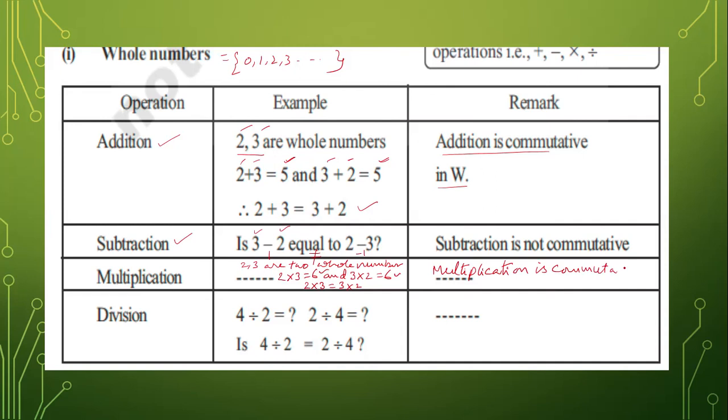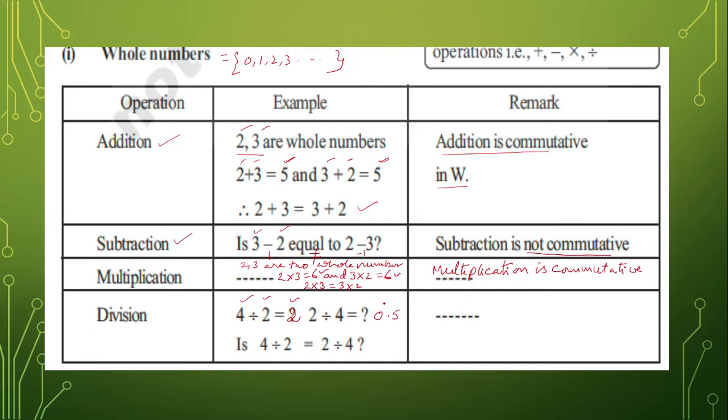In the previous one, subtraction is not commutative, as you may see in the above line. But multiplication is commutative. Then what do you say about division? In whole numbers, what are the examples taken? 4 and 2 are two numbers. 4 divided by 2, then what do you get? You get 2. 2 divided by 4, what do you get? 0.5.